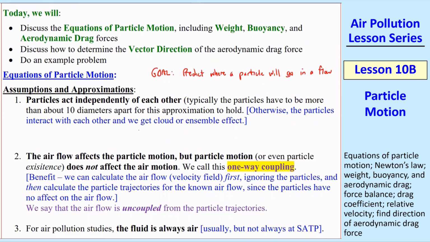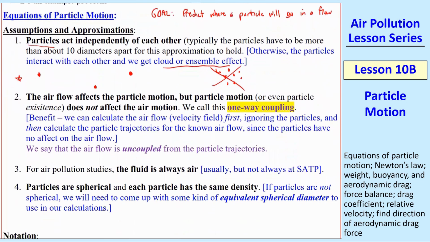Number one, the particles act independently of each other. We're talking about the air pollution particles. Typically, they have to be more than about 10 diameters apart. So if we have particles that are scattered around like this, and they're not very far apart, we can treat each one separately. If they're real close together, like these particles I'm sketching here, they would act like a cloud or an ensemble, and we would have to treat them much differently. The particles would have a lot of interaction with each other. We're not going to do that case. We're going to do this case here.